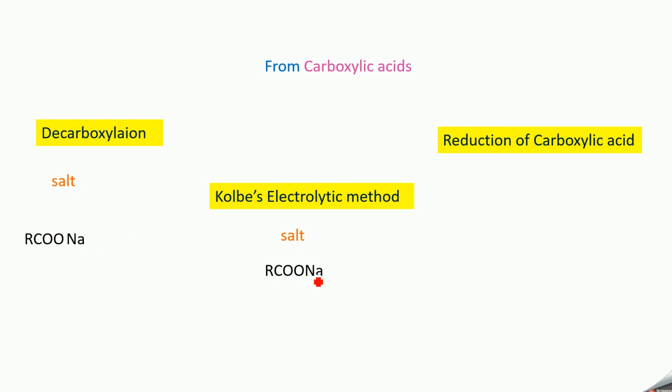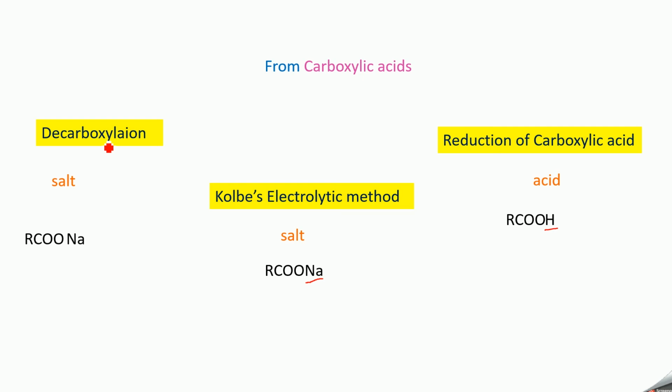Here also you have to use RCOONa, the salt of the carboxylic acid. But in the reduction of carboxylic acid, you have to use the acid itself. Acid RCOOH, you will have H. In the case of salt, you will have Na. Acid, you have H. So H is replaced and substituted with Na to get a salt. So these are the methods by which you can prepare alkanes from carboxylic acid.